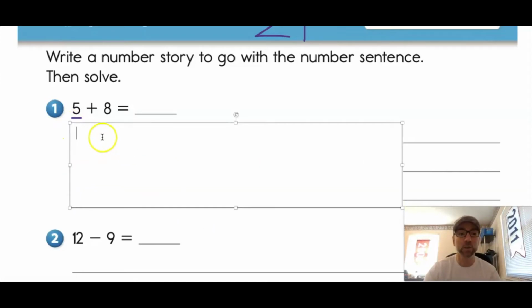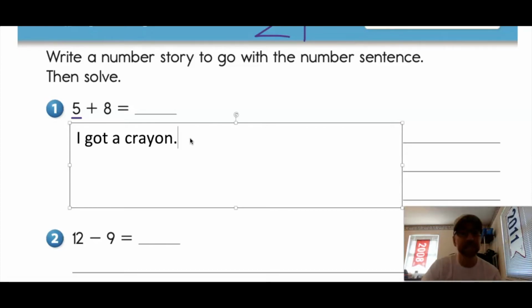write our story. I got a crayon, and then I'm going to hit a period. So you want to write that number sentence. Now remember, you can go ahead and hit the pause button to finish writing that down. I got a crayon. And we know the crayon's worth 5 tickets.